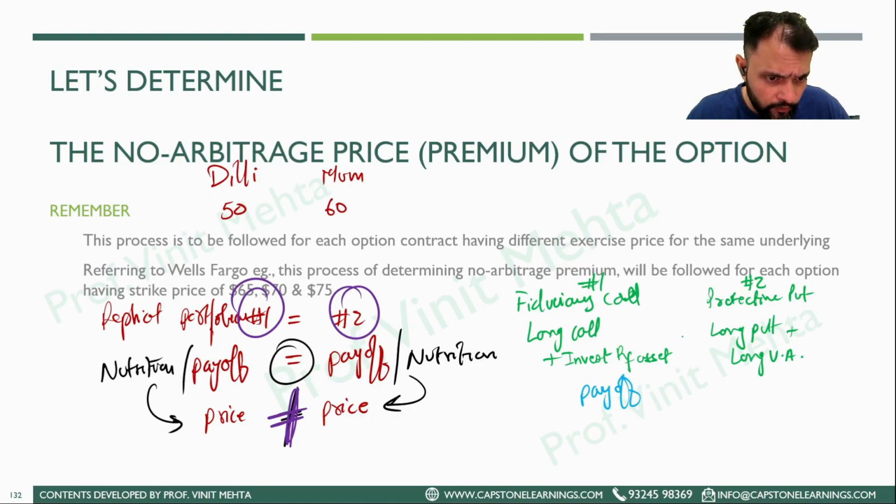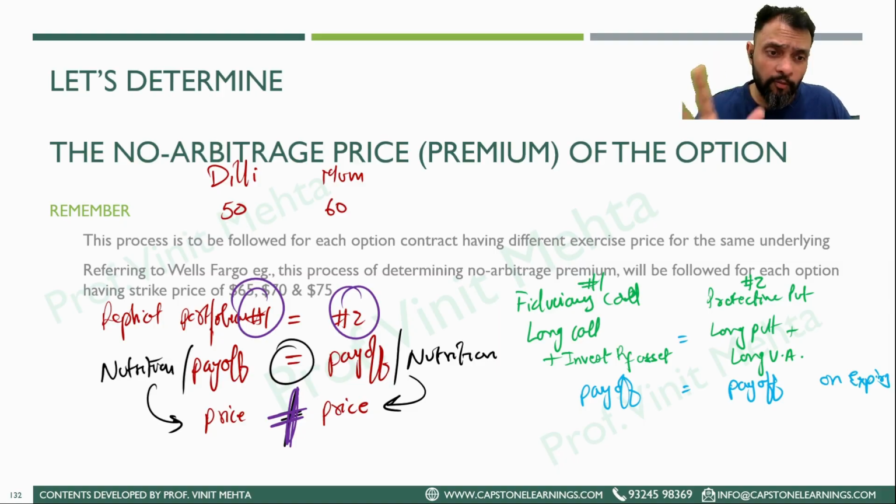Now, interestingly, you will realize that the payoff of both these portfolios are equal to each other. Payoff on expiry day. No matter whether the spot price increases or decreases, in either of the situations, payoff of both these portfolios is equal to each other. And just because the payoff is same, we say that the price of these portfolios should be equal to each other.